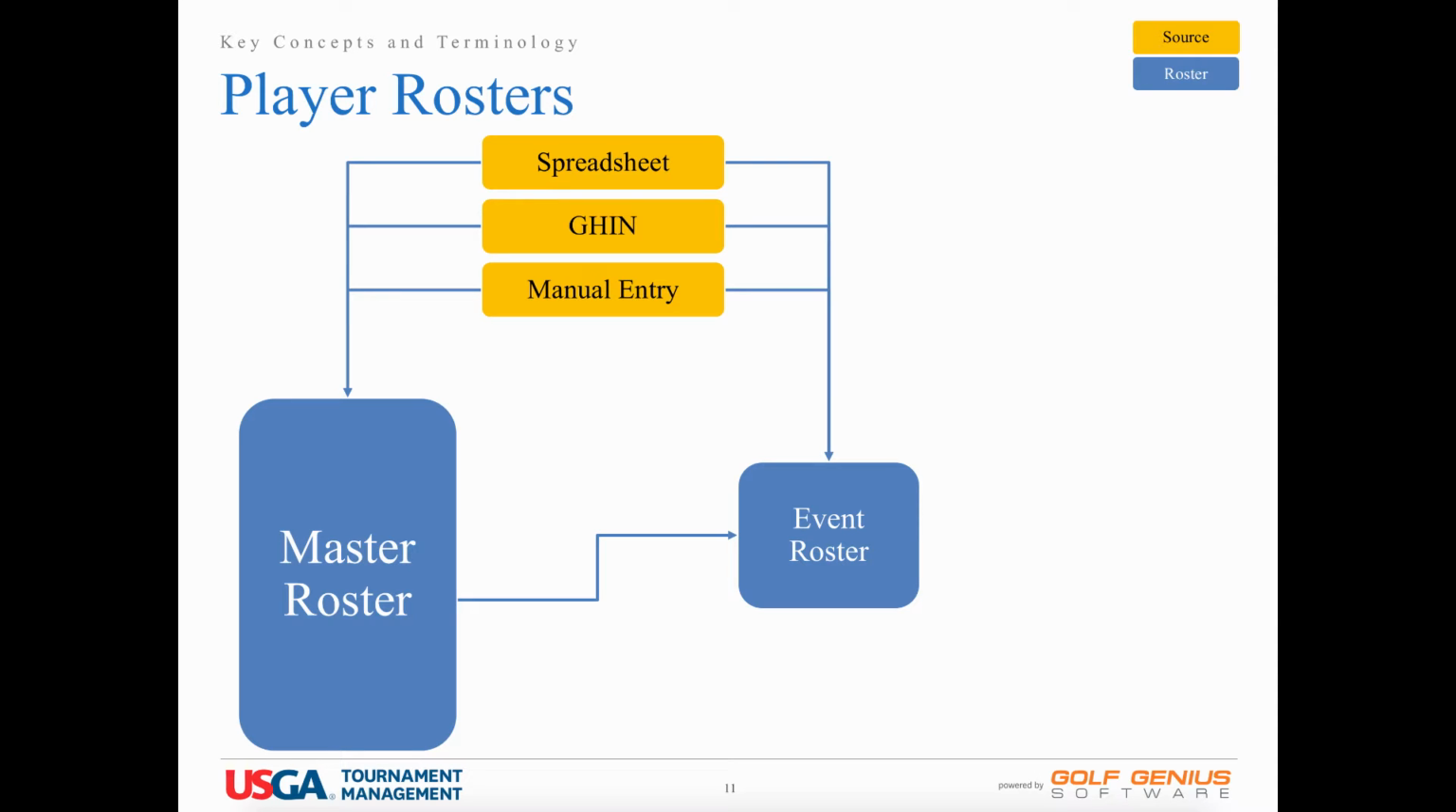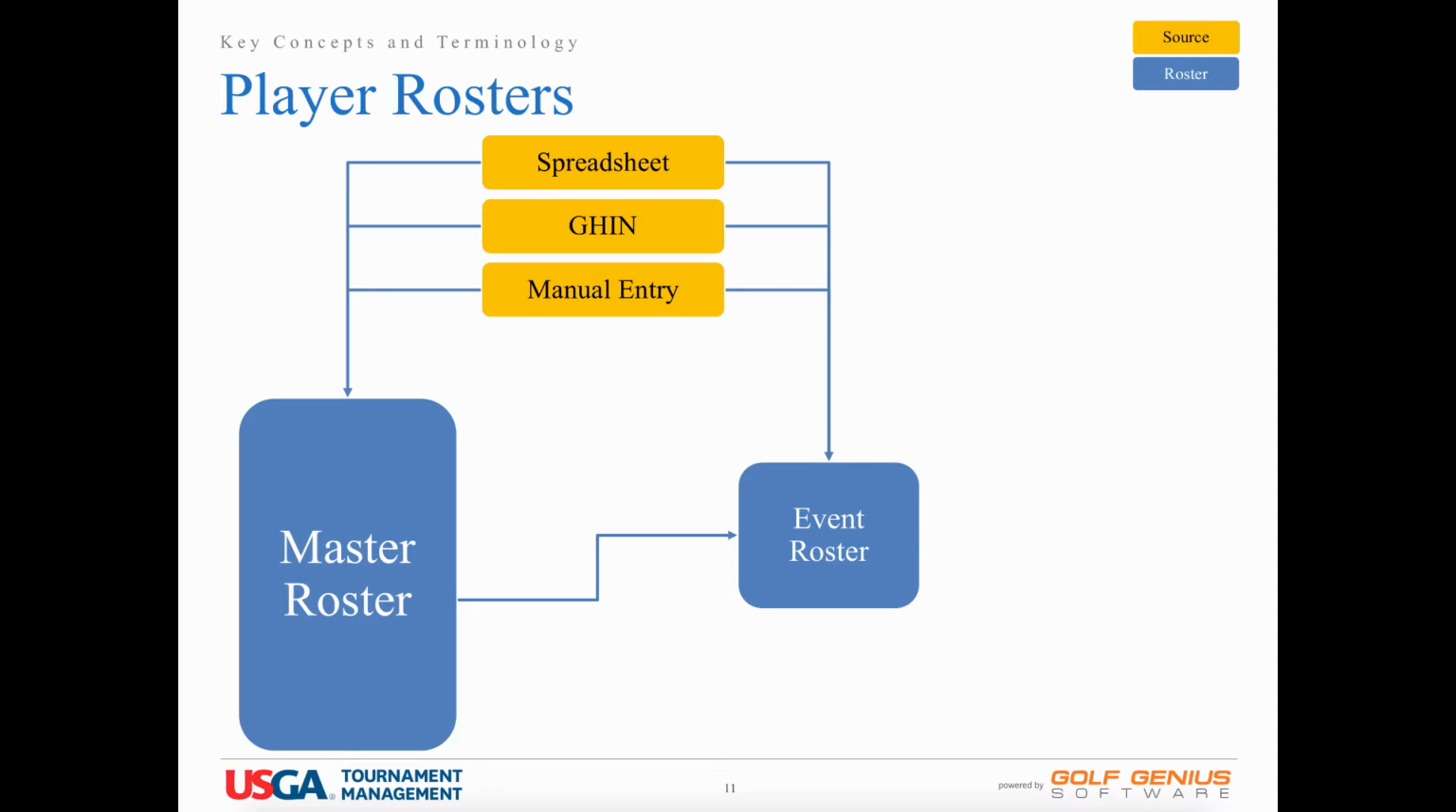We can upload a spreadsheet, for example, an outside event coming to a club. We would simply upload the spreadsheet to create the event roster. We could import players via GIN, whether that be through GIN number lookup or last name lookup. We could also use manual entry to simply type in the names.